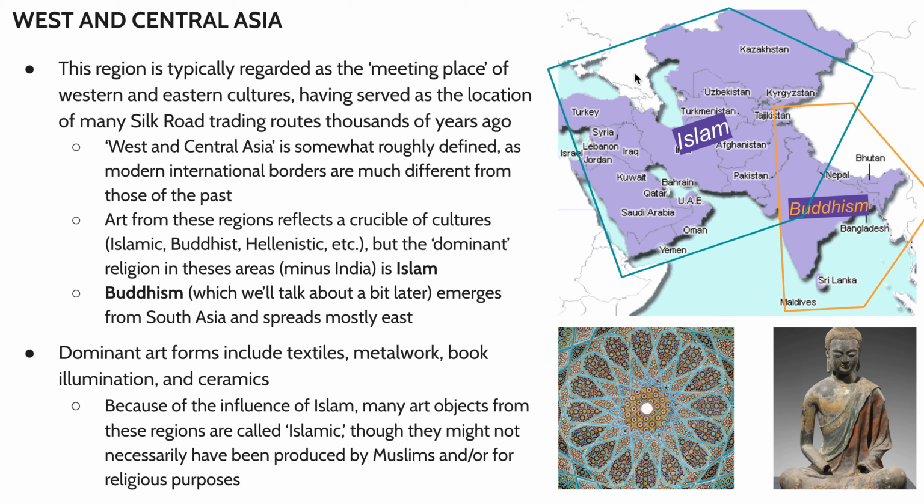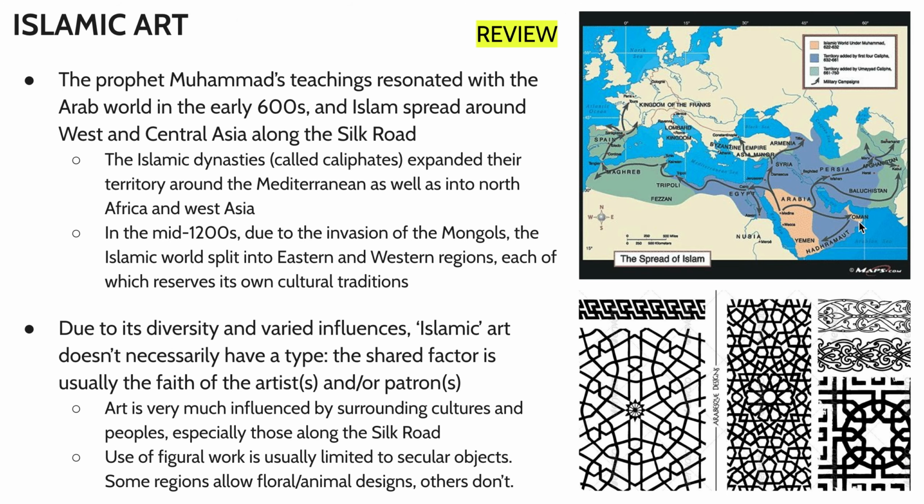Buddhism, which we'll talk about a little bit later, emerges from South Asia and mostly spreads east. Islam starts in the Arabian Peninsula and spreads eastward, and then we've also seen some maps that show it spread westward, and we saw the Umayyad Empire going into Spain and so on. I believe it's on this map. Yep, here we go. So North Africa, Spain, and so on.